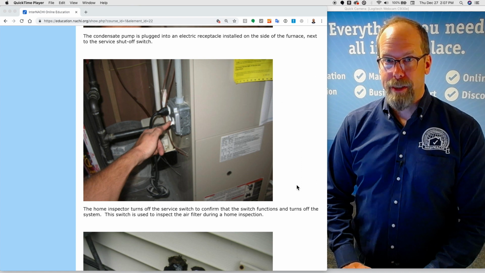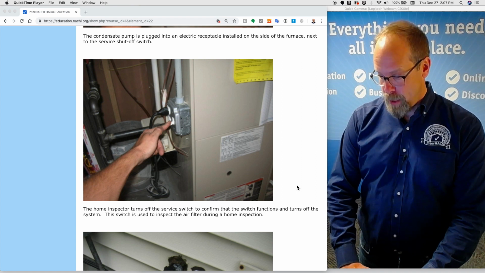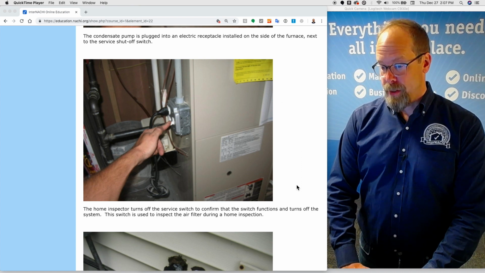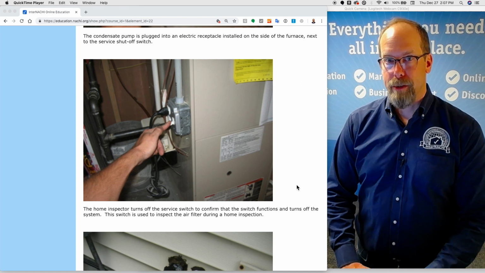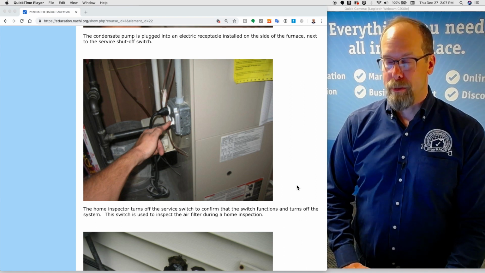In this inspection image, you can see that the home inspector turns off the switch to confirm that the service switch functions and turns off the system. This switch is used to inspect the air filter during a home inspection. It is a normal operating control.